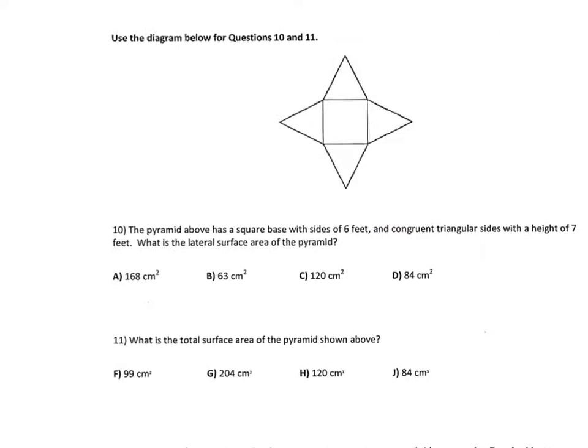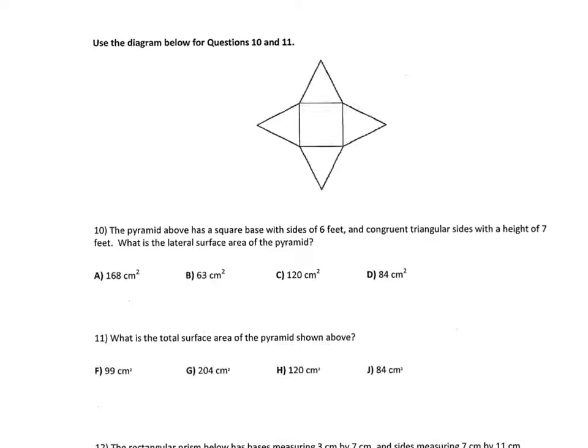Okay. Use the diagram below for questions 10 and 11. If we fold this back up like we did those shapes the other day, what is this going to make? A pyramid, because we've got a square base and our faces are all of these triangles. So we've got a pyramid.